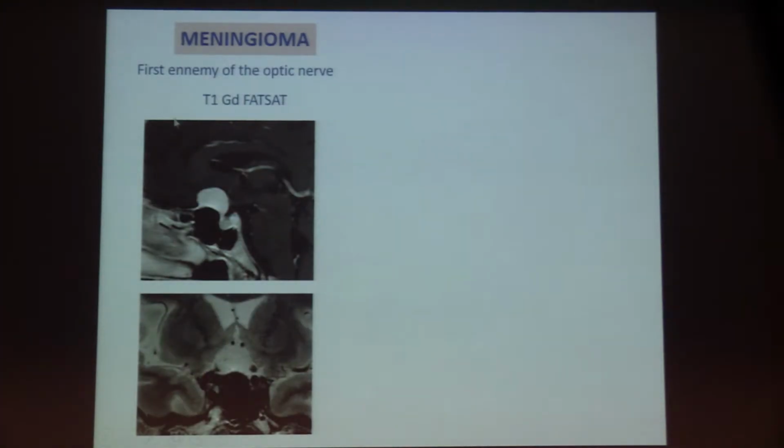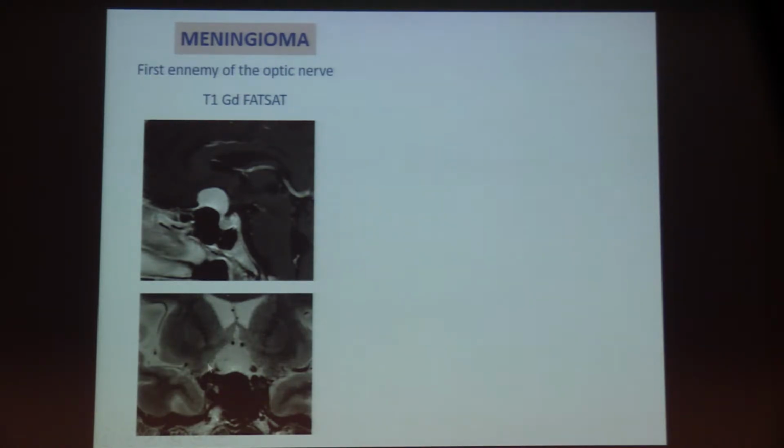And the main enemy, the first enemy of the optic nerve, is the meningioma. And to see if there is a meningioma or not, you have to use T1 with gadolinium and fat saturation. And in the first course, we saw a very nice example of a small meningioma that was in the apex of the orbit and was mimicking optic neuritis. And the meningioma, I showed you a big one, but they can be bigger, they can be smaller.